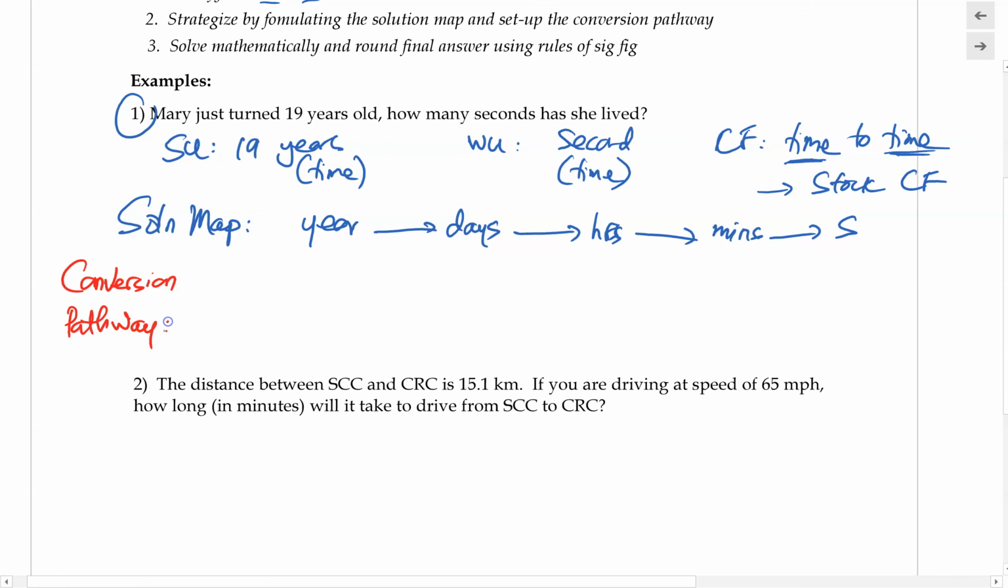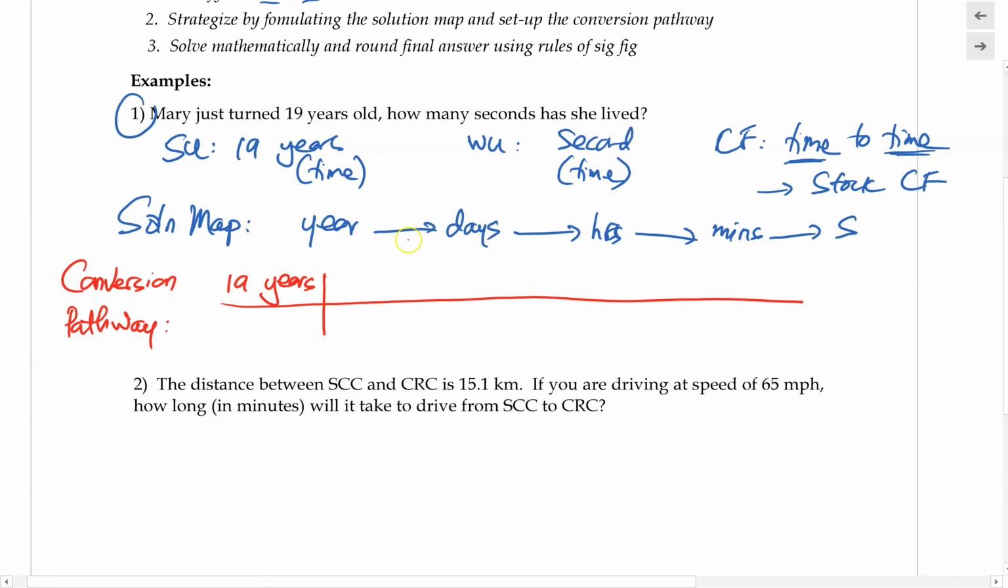Let's now set this up. So always start with the starting unit and the quantity of the starting unit, which is 19 years. And now draw one big line across that represents a big fraction. First, we have to convert from year into days, right?